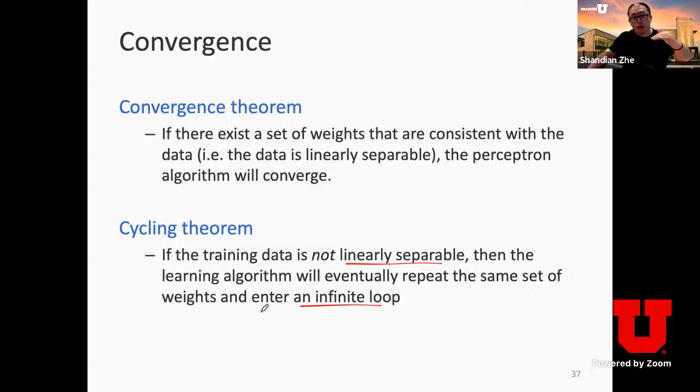So these are the two behaviors of the perceptron algorithm. Under linearly separable data, the perceptron algorithm is guaranteed to find a separating hyperplane. Otherwise, it cannot converge until you intentionally stop it. Okay? Any question? Okay.